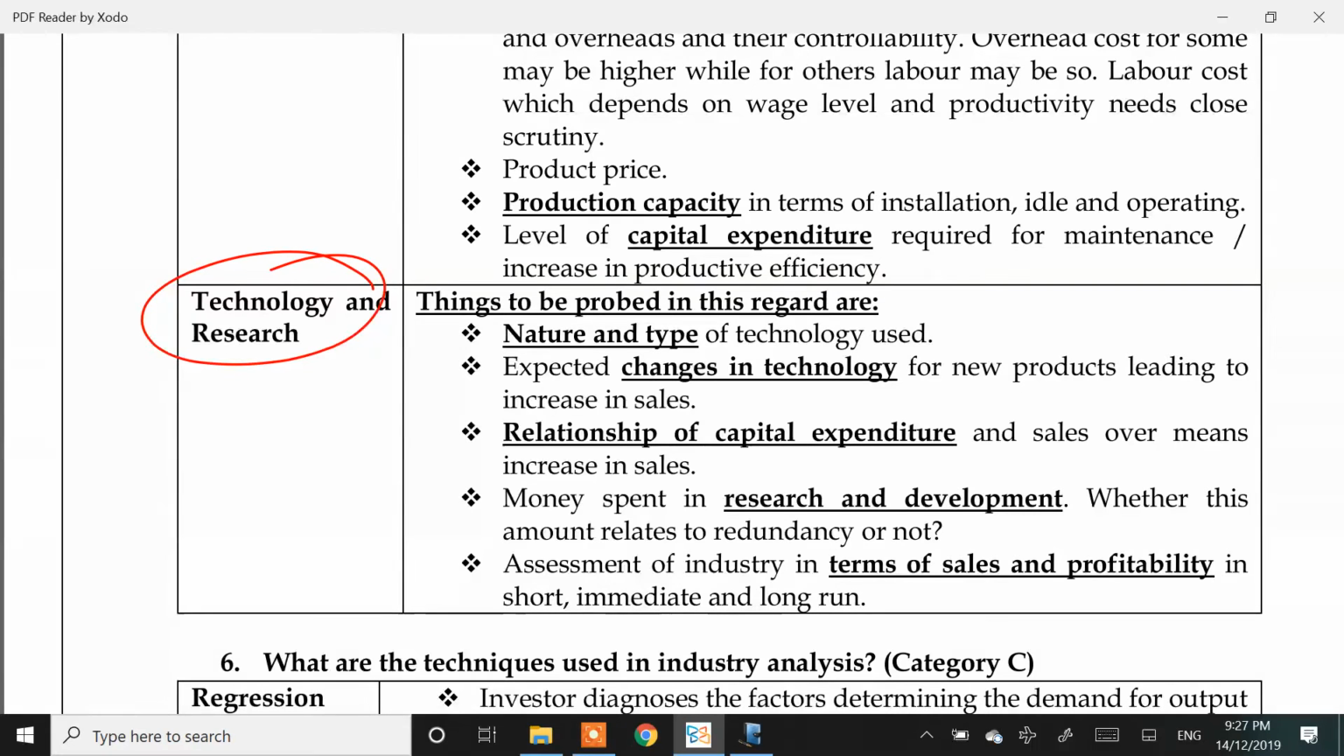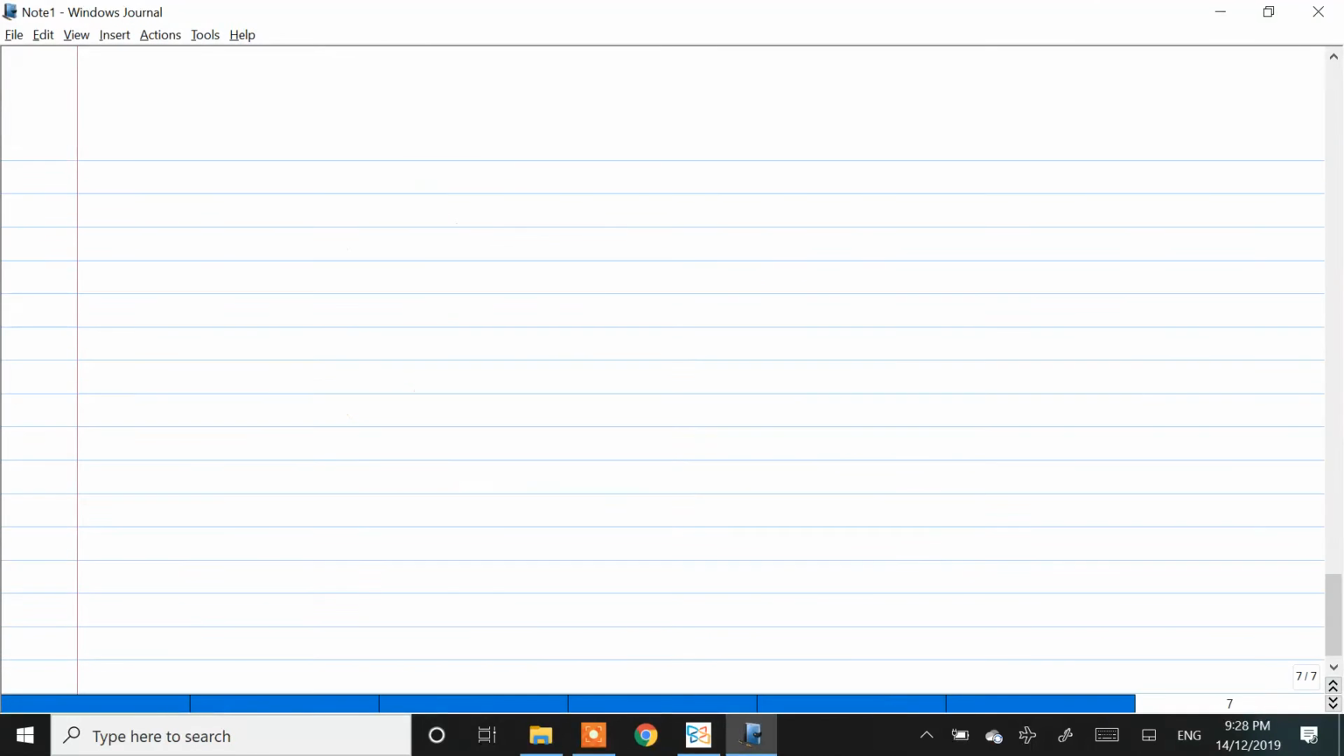Now, what are the various techniques which we use for industry analysis? I can do a regression or a correlation analysis, or I can also do an input output analysis. Now, a regression analysis basically can be a single variable regression analysis or something called a multiple variable regression analysis. Now, what is regression analysis? It is trying to find a link between an independent variable and a dependent variable.